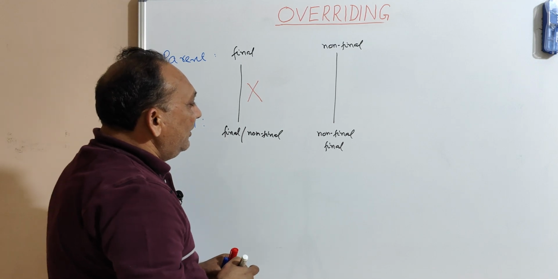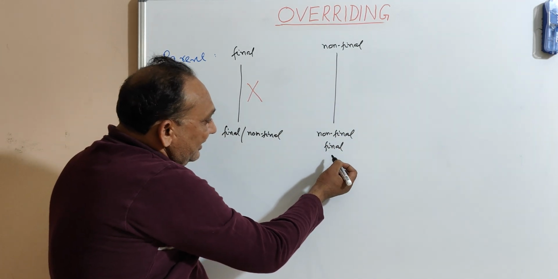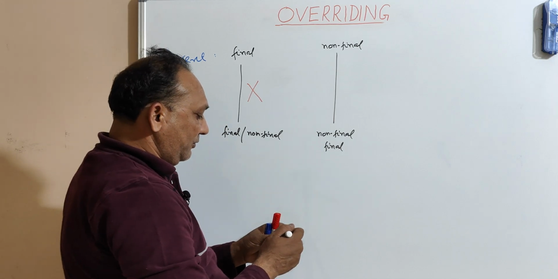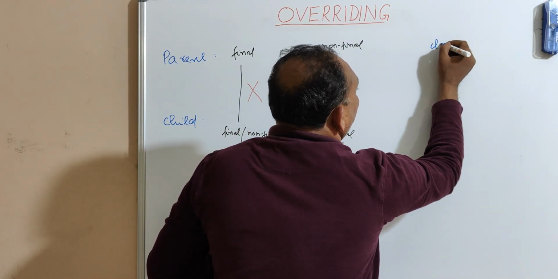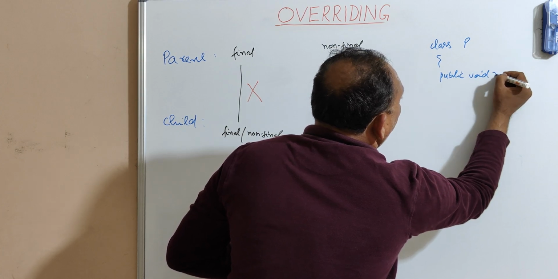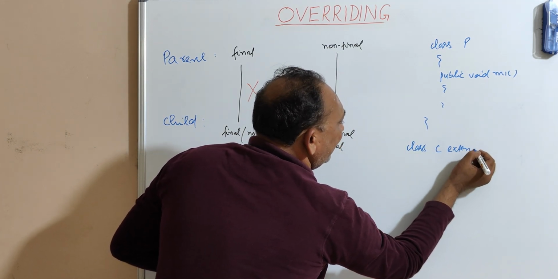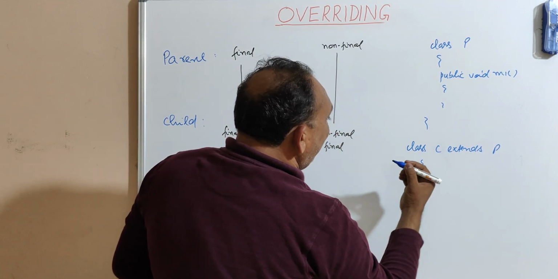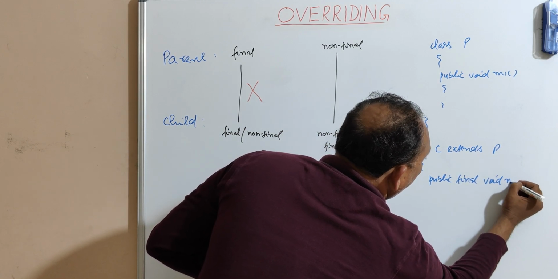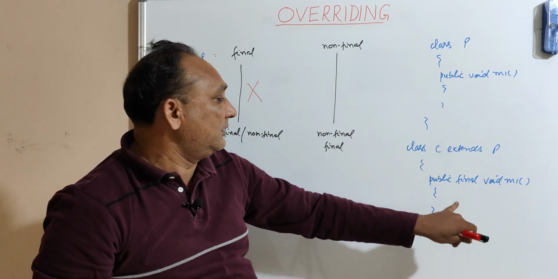So if you override a non-final method as final, what will happen? A subclass of this child cannot override that method, right? Meaning, if I write a class, let's say this is class P, inside I have the method public void m1, correct? And class C extends P. I am going to override it, correct? Public final void m1. This is perfectly fine. From non-final to final I have overridden, correct?